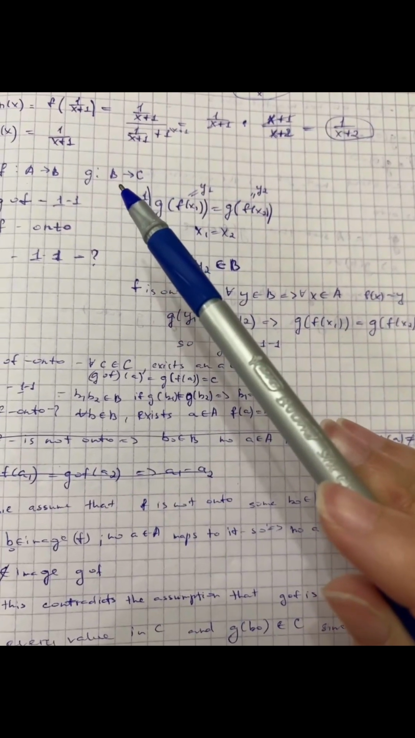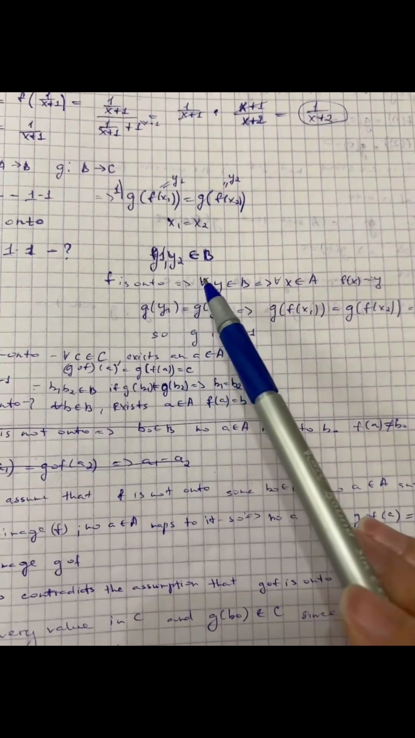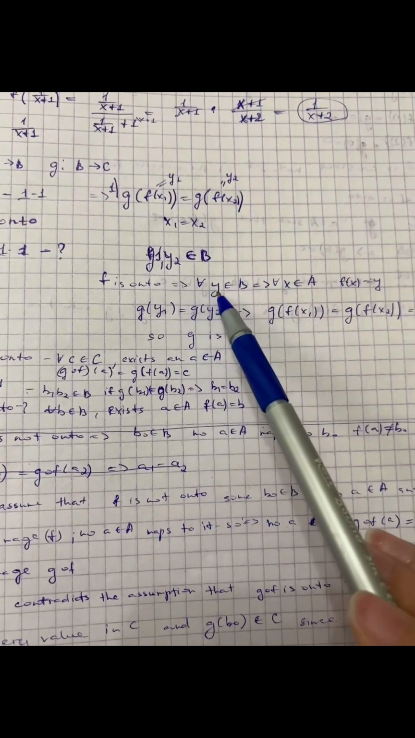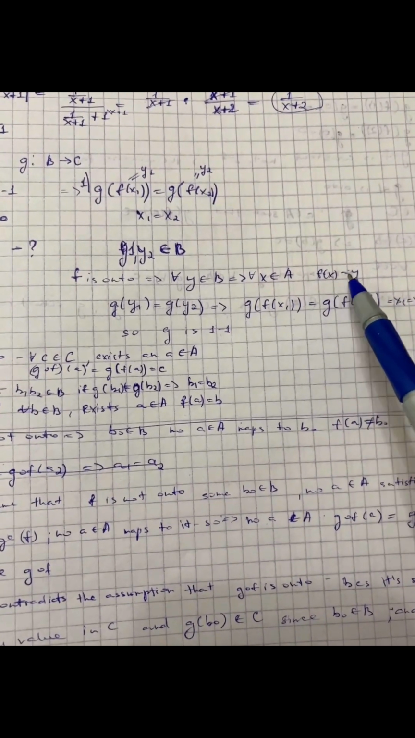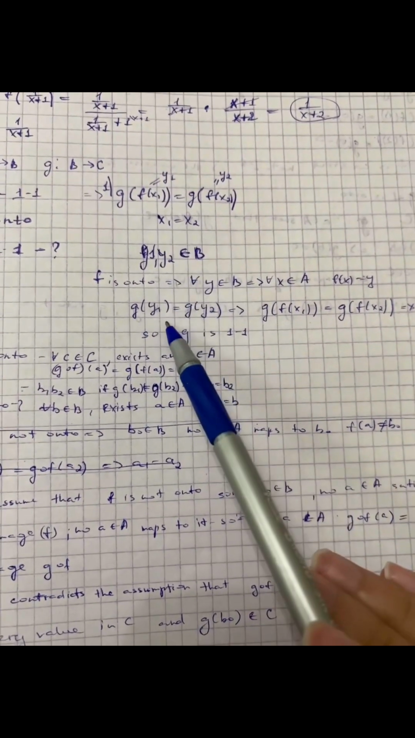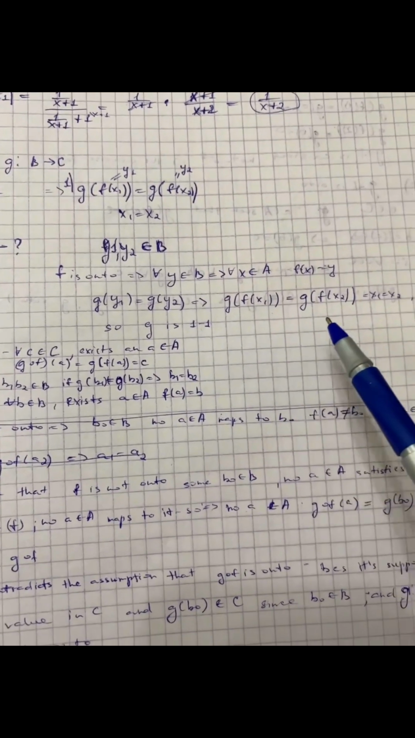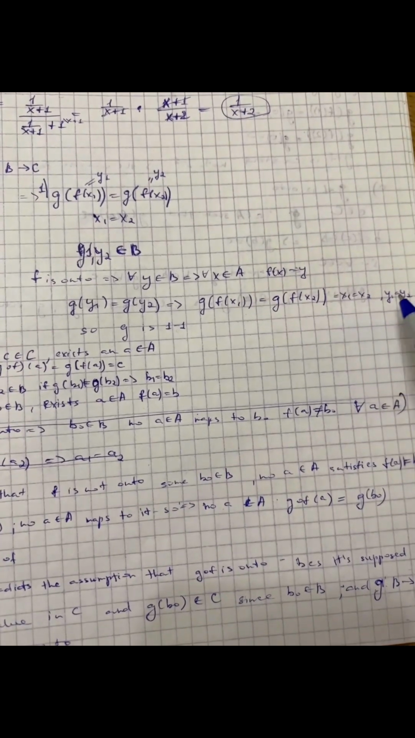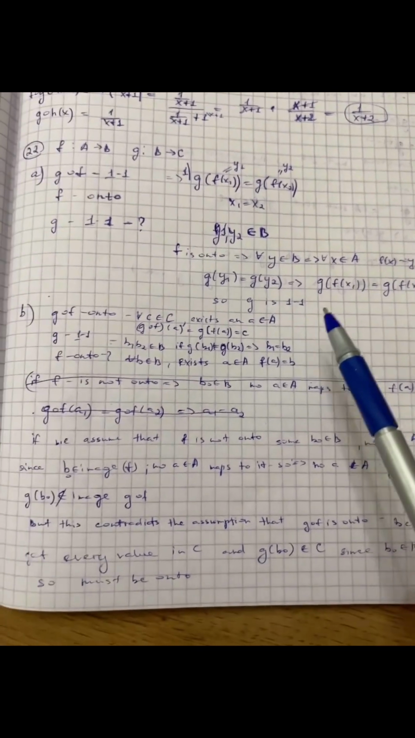exist in B set. So f is onto, so that means that for every y in B there is x in A such that f of x is equal to y, and this means g of y1 is equal to g of y2, and this gets us to the point that they are equal, so g must be 1 to 1.